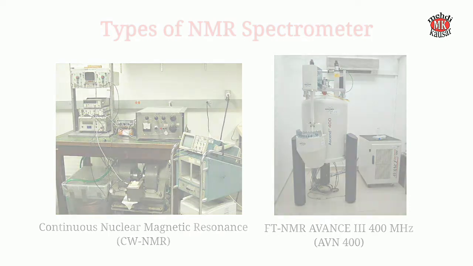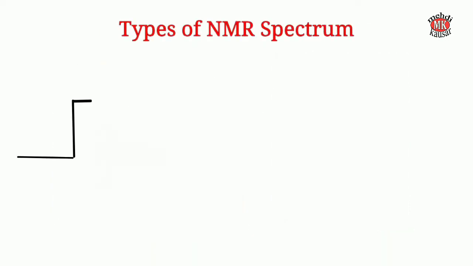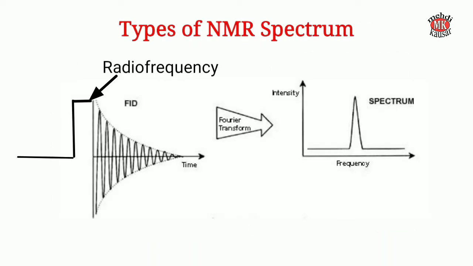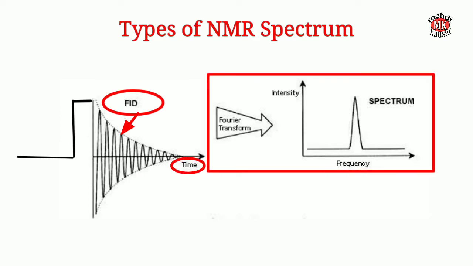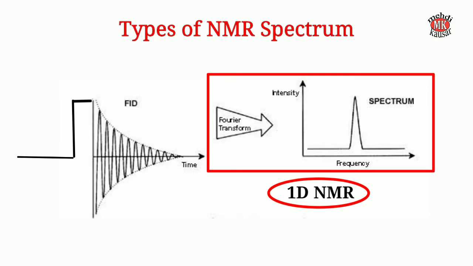In a nuclear magnetic resonance process, a single radio frequency pulse, which is shown as a rectangle, is applied to a system followed by observation of the free induction decay or FID as a function of time. Now, Fourier transformation of this function gives the NMR spectrum as a function of frequency. This type of NMR spectrum is called a one-dimensional NMR spectrum.